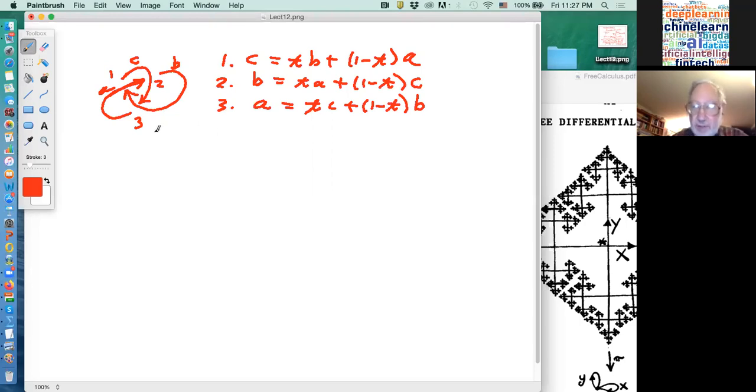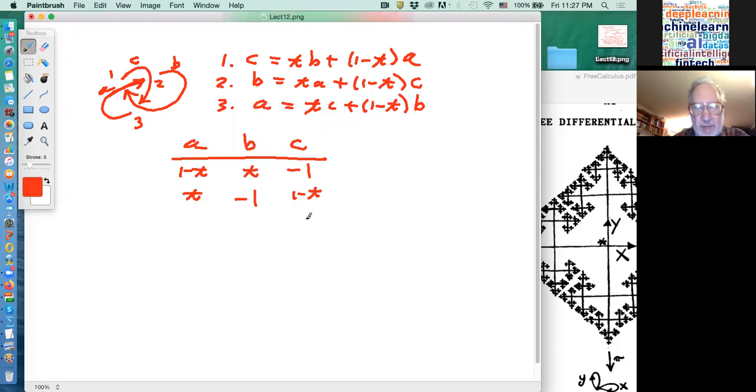And if you write down the matrix of this, in the form of A, B, and C, then for number 1, you have 1 minus T times A plus T times B minus C. For number 2, you have T times A, 1 minus T times C minus B. And for crossing number 3, you have T times C plus 1 minus T times B minus A. And just as before in the Fox coloring situation, there's a dependency, and the thing that's going to give you the Alexander polynomial is the determinant, in this case, of this n minus 1 by n minus 1 minor. This corresponds exactly to what happens in Fox.